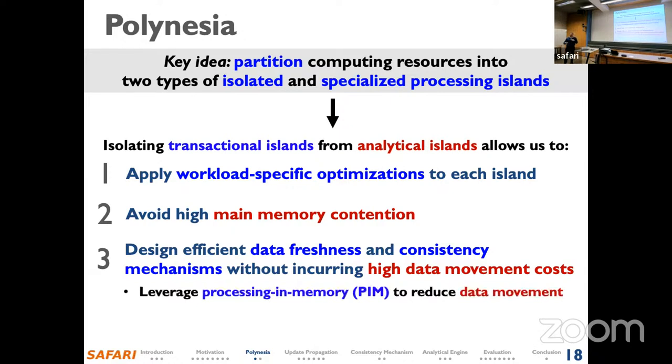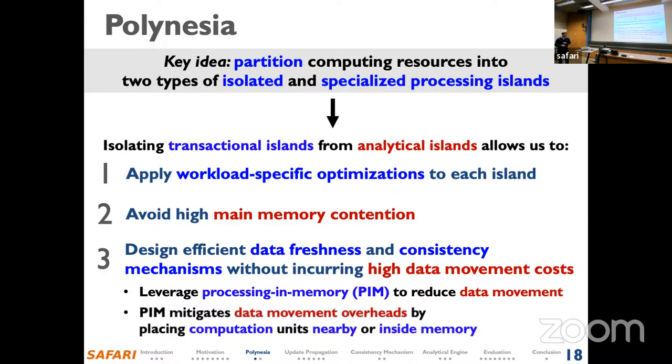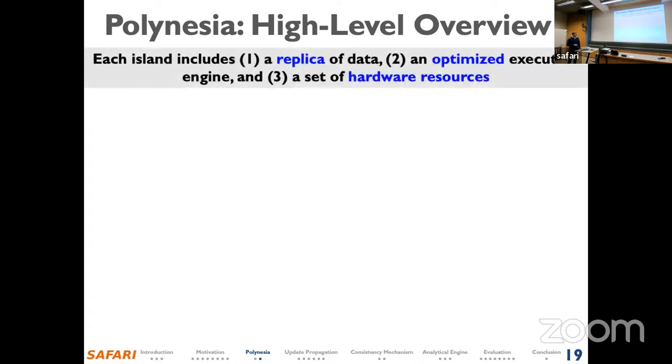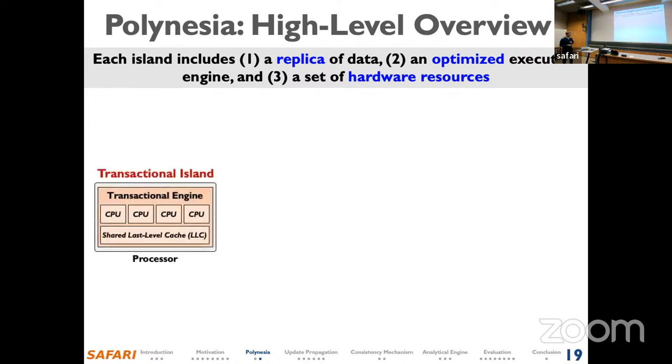And to do that, we are going to leverage processing memory so we can reduce the cost of data movement in the system by placing computing units nearby or inside the memory device itself. So let's see what the components are that we have in Polynesia. Basically, each transactional or analytical island is going to include a replica of the data, an optimized execution engine, and a set of hardware resources that better fits the execution of transactional and analytical workloads. And I'm going to give a block diagram of what we have.